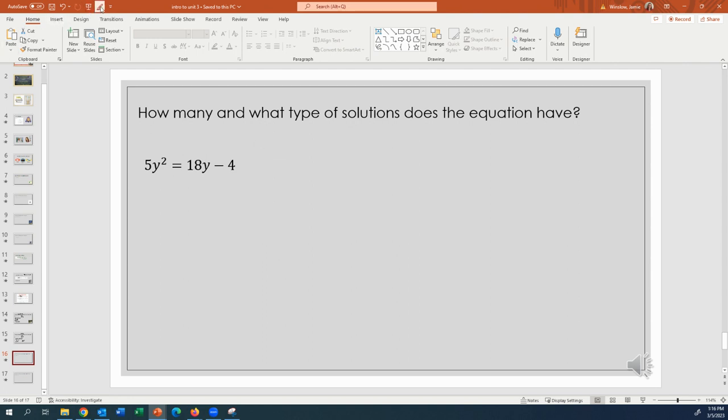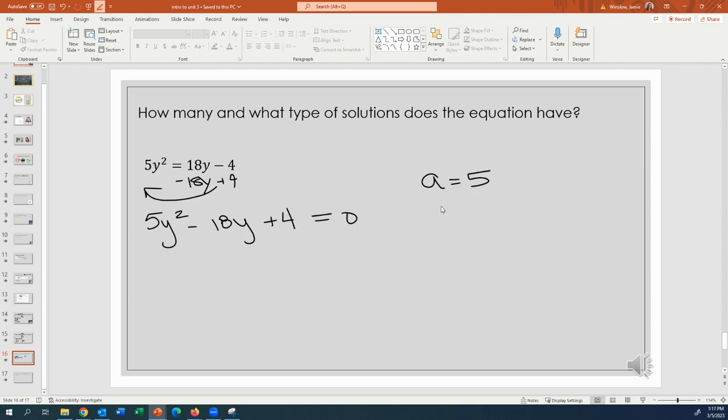How many and what type of solutions? Okay, so these questions, they don't want you to actually solve. They're asking for how many and what type. So first, don't forget, we want to get it into standard form. So let's move the 18y and move the 4 to the other side. And we'll get 5y squared minus 18y plus 4.